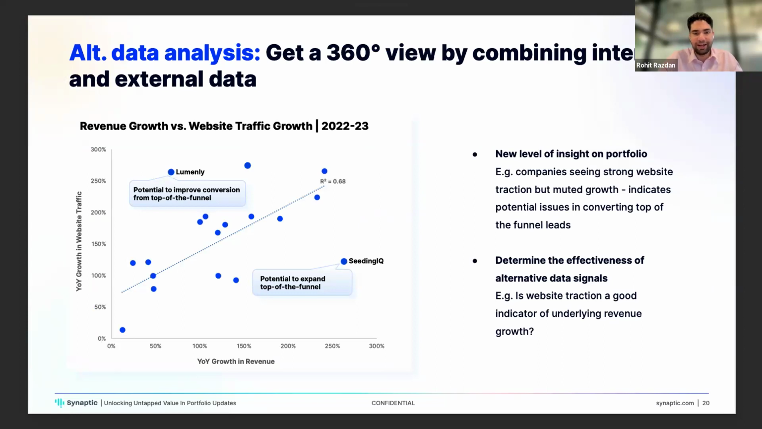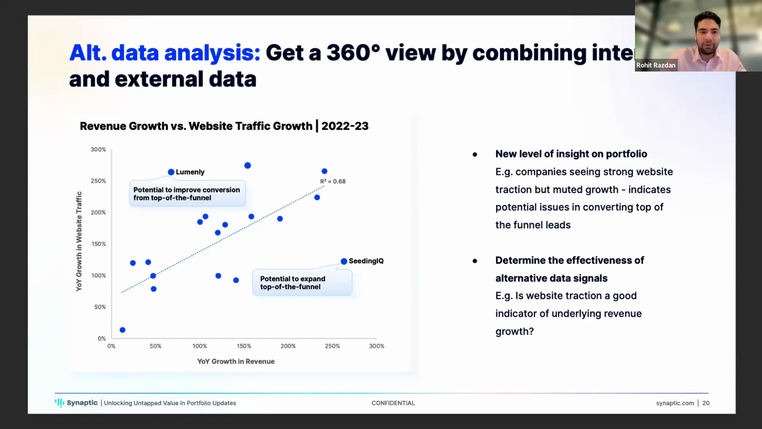This is my favorite slide in the presentation because in a way, this is a synthesis of everything that we've been doing at Synaptic. Once you get a lot of data together that's cleansed, tagged, and ready to use, you can do a lot of analysis that is very alpha focused. In this case, we are graphing year-over-year growth in website traffic versus year-over-year growth in revenue. This is a hypothetical consumer-focused fund.